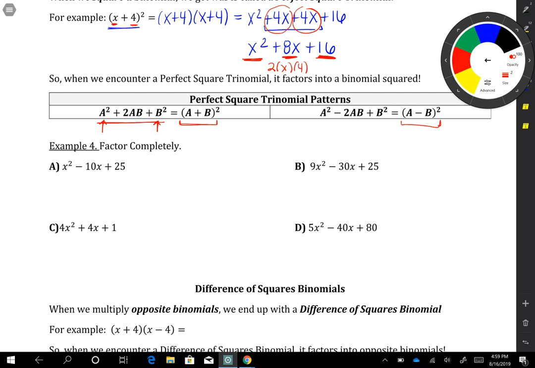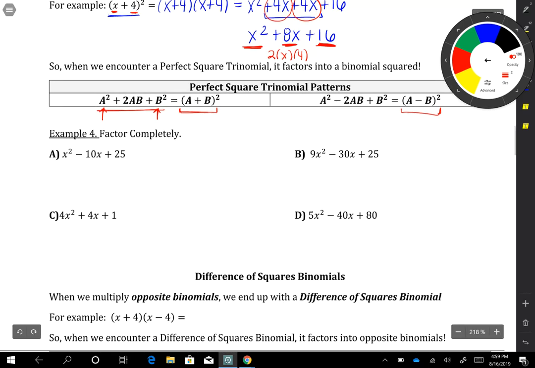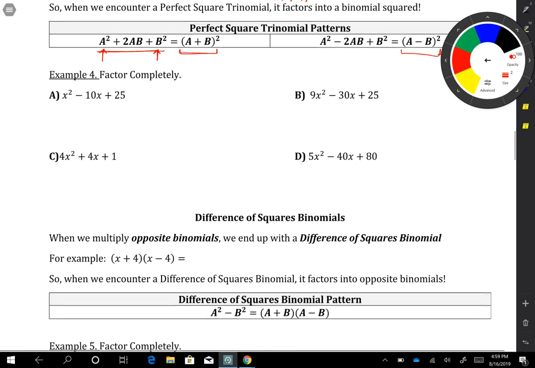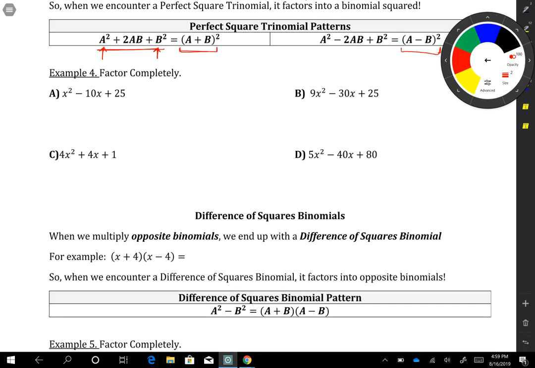So let's look at example 4a. Factor completely. This one says x squared minus 10x plus 25. Before I start looking for a special pattern, I do need to see if there is a greatest common factor to factor out. This one does not have one, so I move on. I notice that my first term, of course, is x squared, which is a perfect square because that is just x being squared. My last term is 25. 25 is also a perfect square because that is 5 squared.